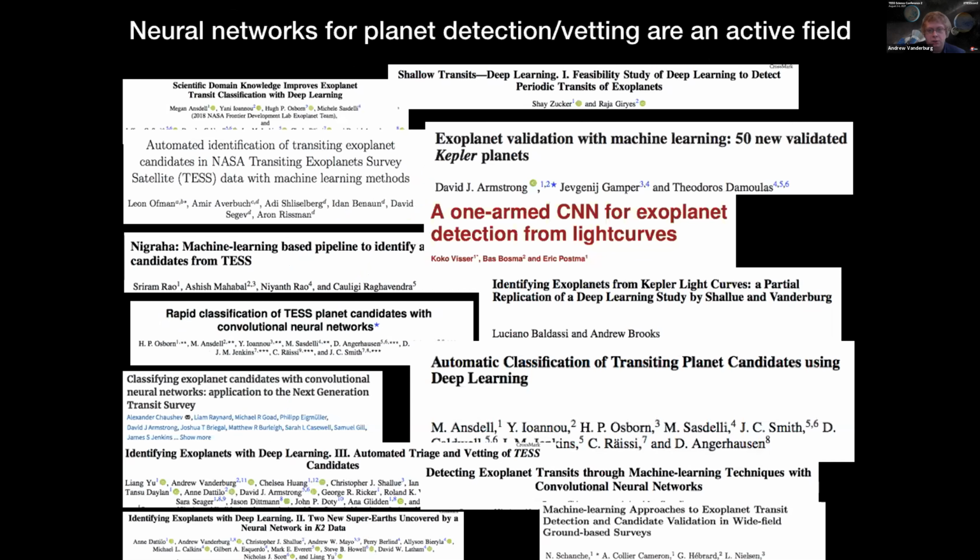Recently, in particular, neural networks have become a really active field of research. These cutting edge tools for object recognition and all sorts of other techniques used in the computer science field are being applied to search for transits in light curves and identify which signals are planets and which signals are false positives.